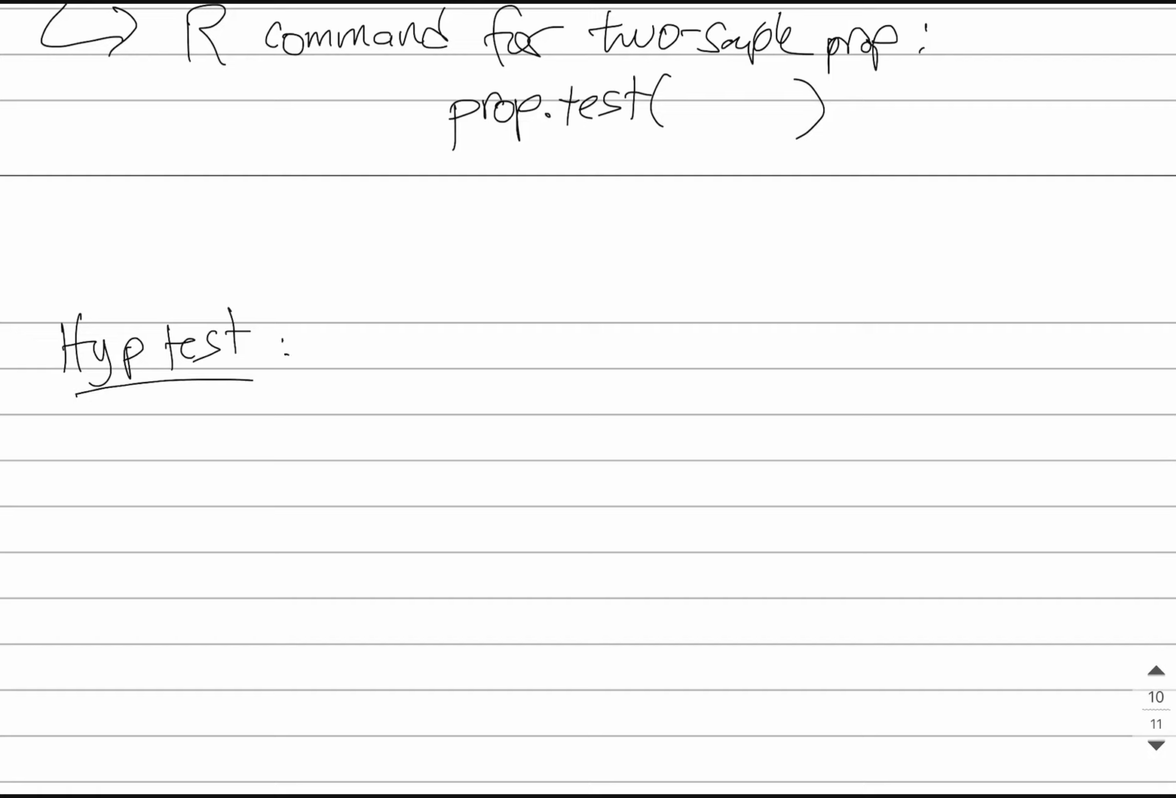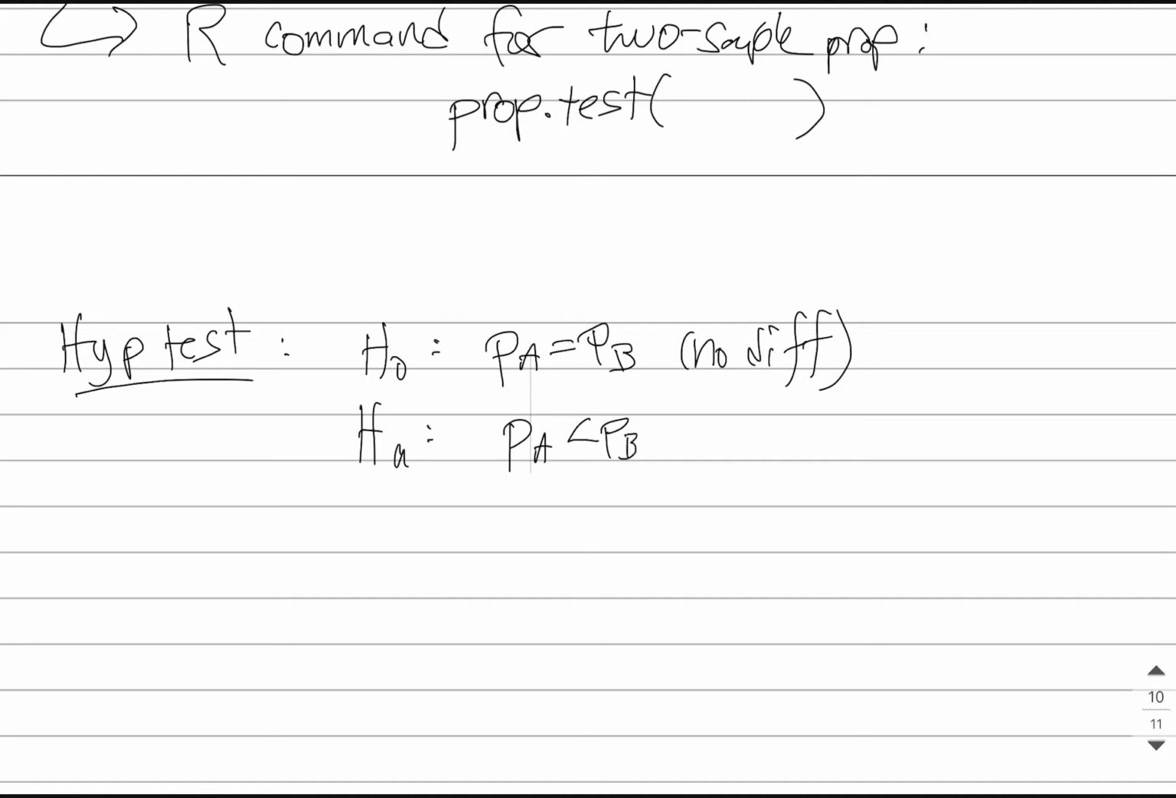So in a hypothesis test, the null hypothesis will typically always be that there is no difference in the values. So that PA equals PB. The alternative is going to be one of PA less than PB, PA greater than PB, and PA not equal to PB. And you would have to decide on the correct one depending on your particular problem. And so now the hypothesis test is the same sort of form.